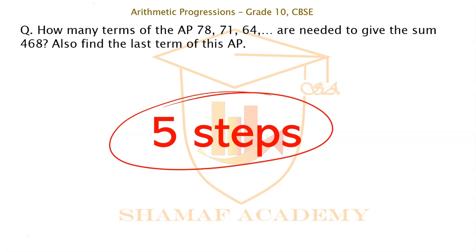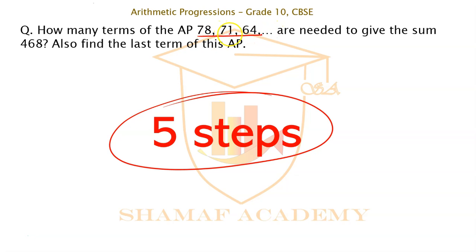How many terms of AP 78, 71, 64 are needed to give the sum 468? Also find the last term of this AP. So basically this question has given us a sequence of numbers where we can only see the first 3 terms, 78, 71 and 64, and we don't know what comes after that. But we do know this much, that in this sequence there is a pattern.